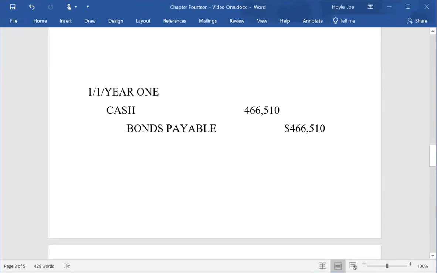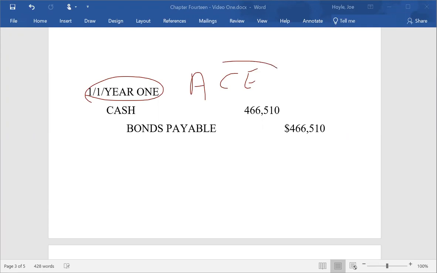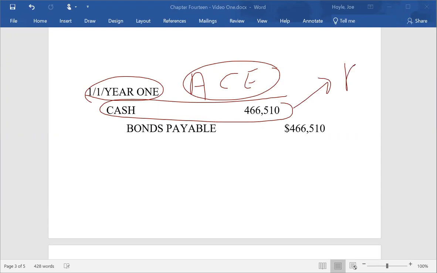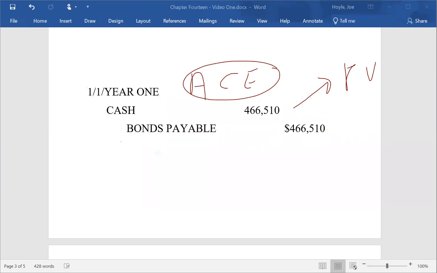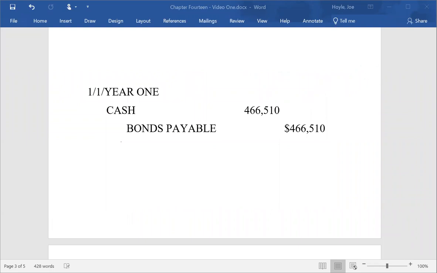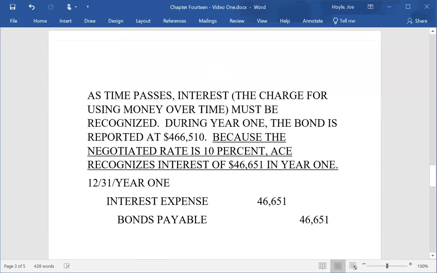I thought it would be nice to make the journal entry. So on January 1, year 1, this of course is the entry for ACE because ACE is the one borrowing the money. ACE will receive $466,510. That was the present value. And therefore on that date, now it'll be different as time passes, but on that date, the bond payable is $466,510. You've made the computation now, and you've made the journal entry. What do we have left to do? What we have left to do, of course, is the recording of the interest.